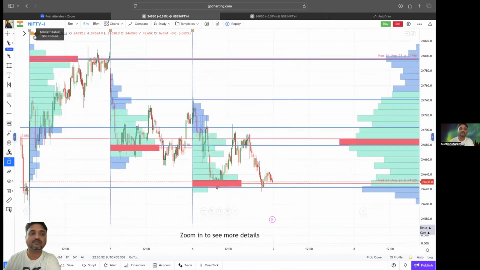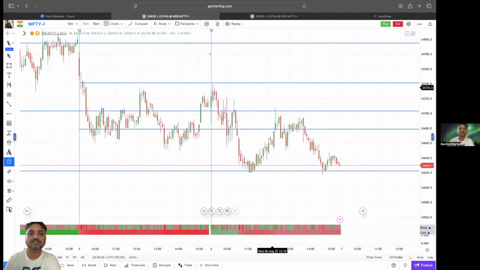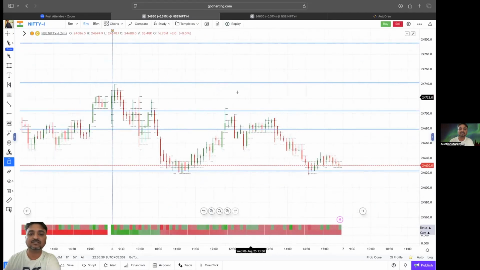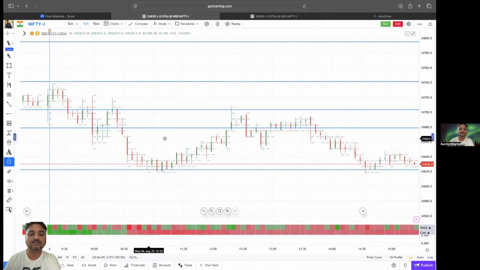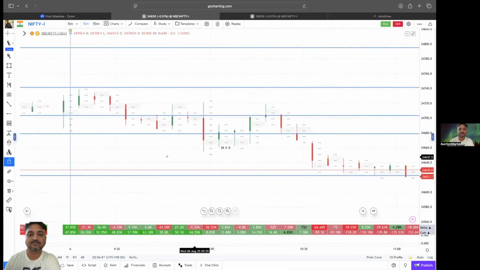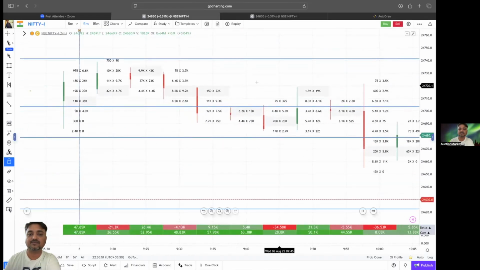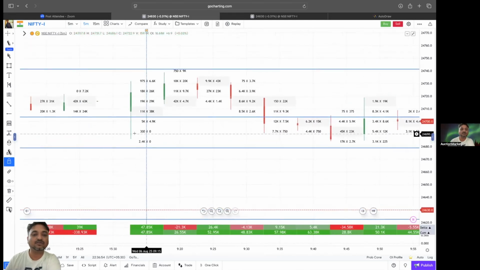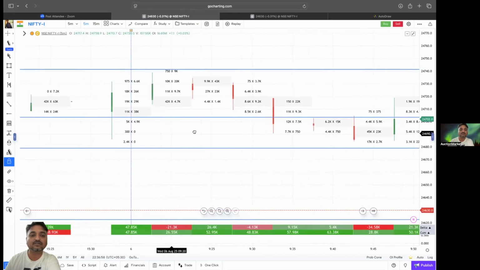Okay, so I'll close this and focus on the cluster now. So what exactly is a cluster? This is a cluster chart. I went to charts and clicked on cluster charts, and we got this. Our candle starts here, at 9:15 the candle starts here.